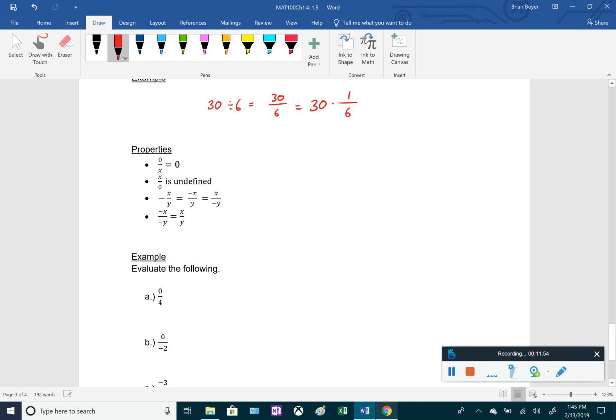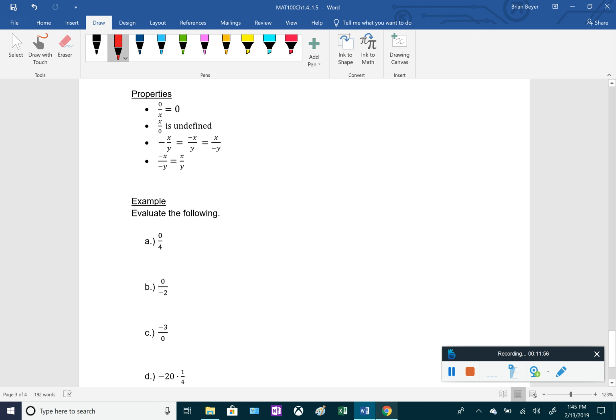So some properties for division. If we have 0 in the numerator divided by anything other than 0, 0 divided by x, that's going to equal 0. So 0 in the numerator equals 0, the whole thing. If we have 0 in the denominator, it's actually undefined. So x divided by 0 is undefined. It does not have an answer, it's undefined.